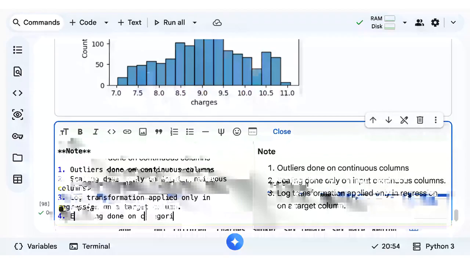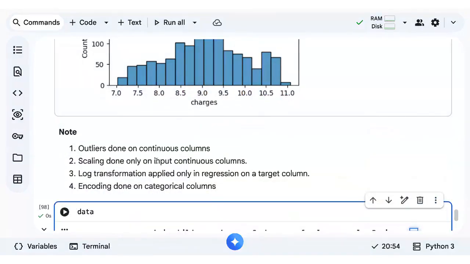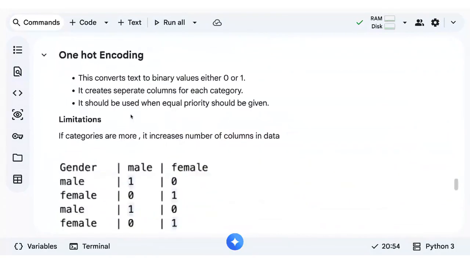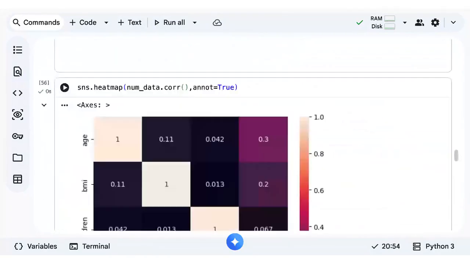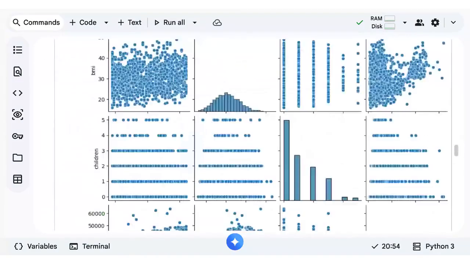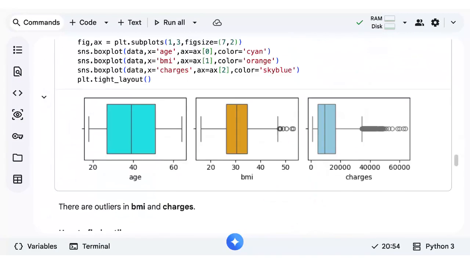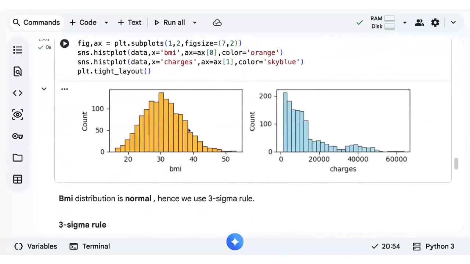Can you please show me this outlier? I think we did it only on input. No, no, we took charges as well. Can you please go back? After this outlier handling, I did it for both BMI and charges. Okay, thank you.